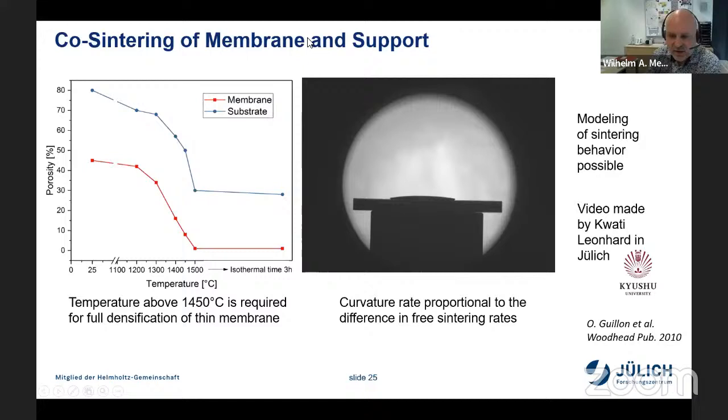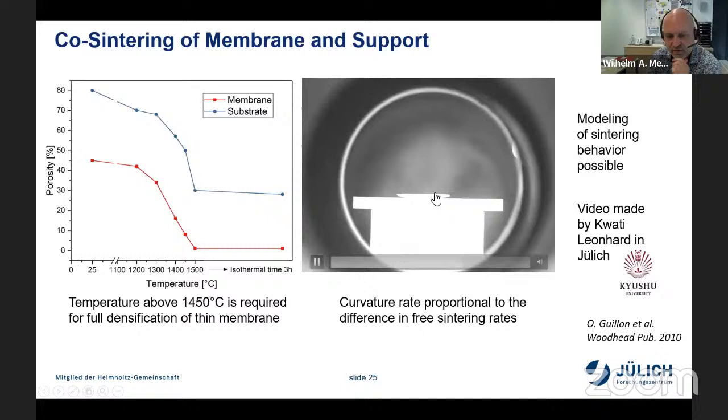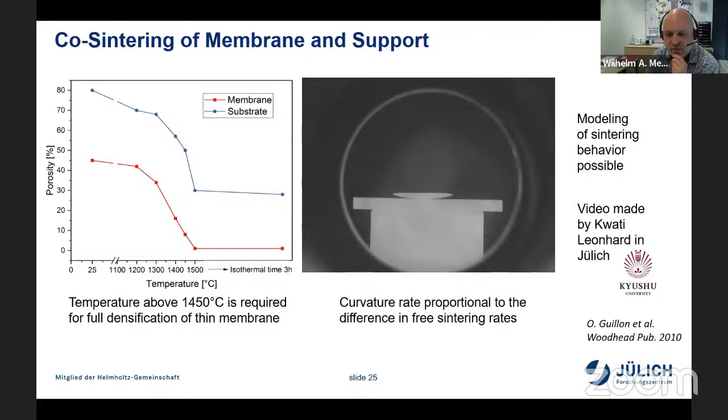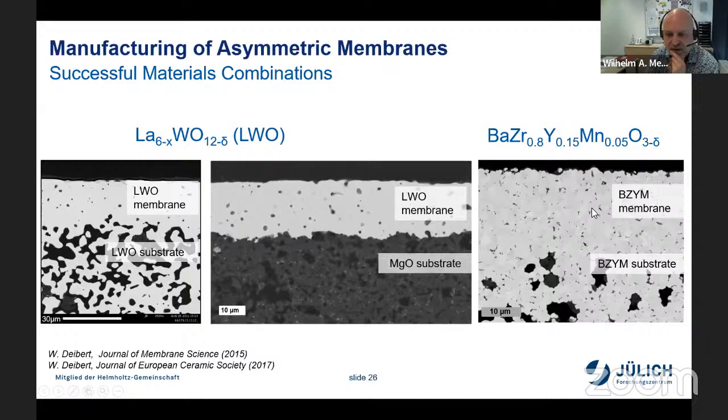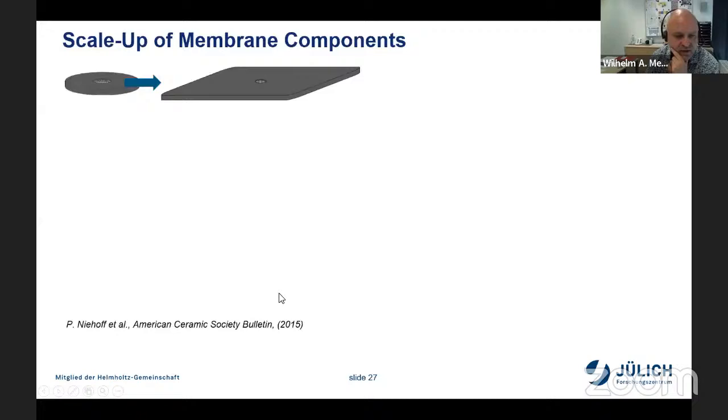That's a video made by a project partner, Kwati Leonard from Kyushu in Japan, who was in our lab. He made some tests, and the video shows you what happens with the membrane during sintering. First the support is shrinking, the layer is shrinking, then you have bending in this direction, and then after the thin film is already sintered, the support is shrinking, and then you have a bending in the other direction. In the ideal case, in the final sintering state, you have a flat membrane. So now you get such microstructures, that's all possible, also gas tight, which we measure with the so-called helium leak test. The next step is to upscale from 15 millimeters up to 10 centimeters.